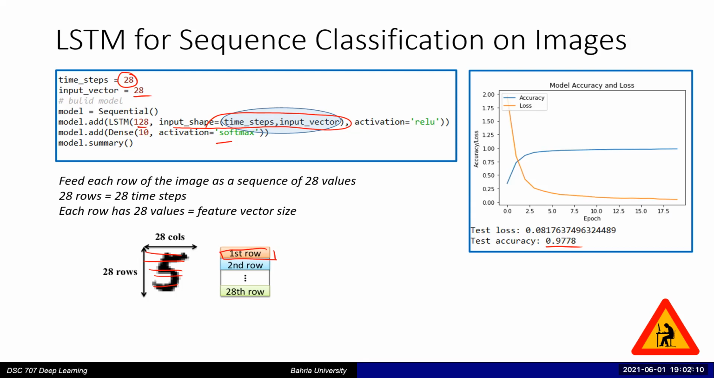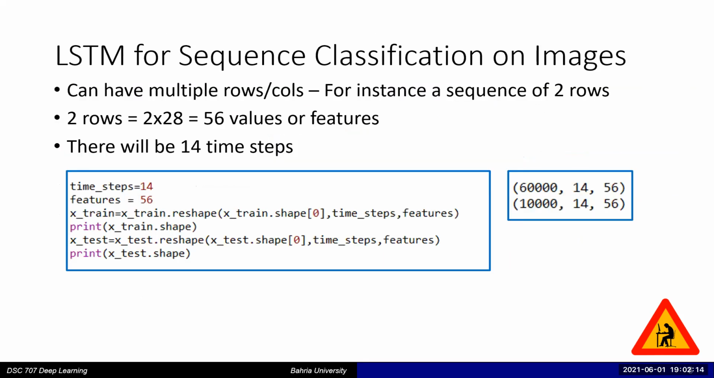Now, why should I feed it one row? What if I feed it two rows at a time? It will still be a sequence: I feed it two rows, then two rows, and then two rows. So in total, how many rows would there be? 14. But when I feed it two rows, how many values do I have in one sequence step? I have 56 values. Why 56? Because 28 plus 28.